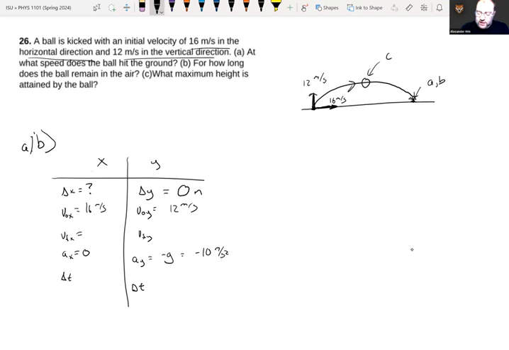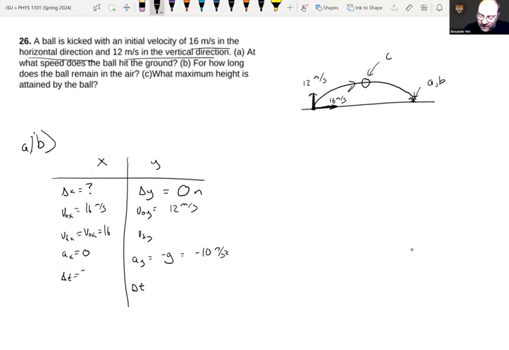Now, another thing we can say about projectile motion is that because A sub X is 0, your V initial X is always going to equal your V final X because there is no change. If your acceleration is 0, that means your change in velocity is 0. So it's always the same. Whether or not you know the number, that's going to be true. In this case, we do know the number. It's just 16. So that's kind of nice.